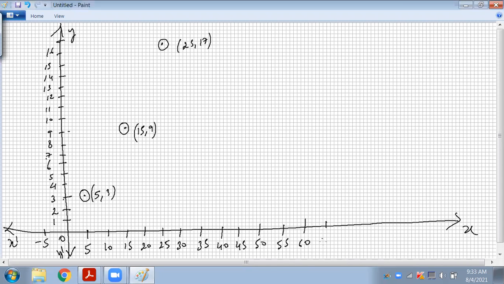After 60 it will be what? 65. After 60 it will be 65. One or two extra we will take.